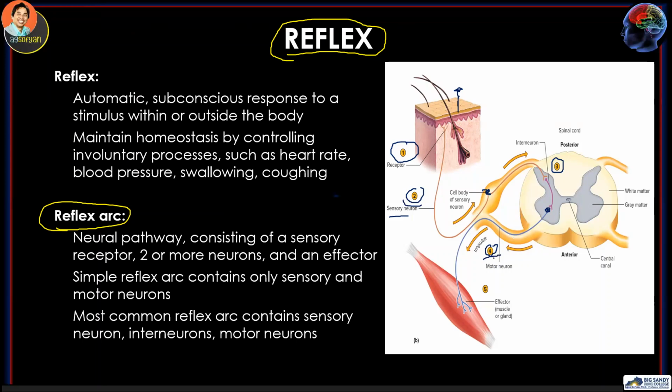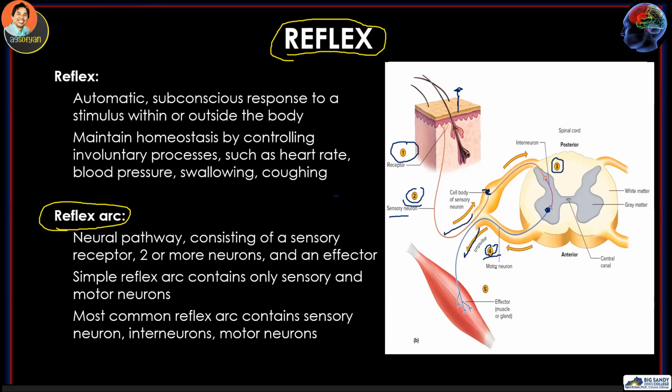Both of them are actually part of the PNS because they are located in the nerve. However, the motor neuron cell body is located inside the spinal cord. But still, the motor neuron is part of the peripheral nervous system, right? Because this is part of the nerve. So this is the nerve that carries both the sensory neuron and the motor neuron.